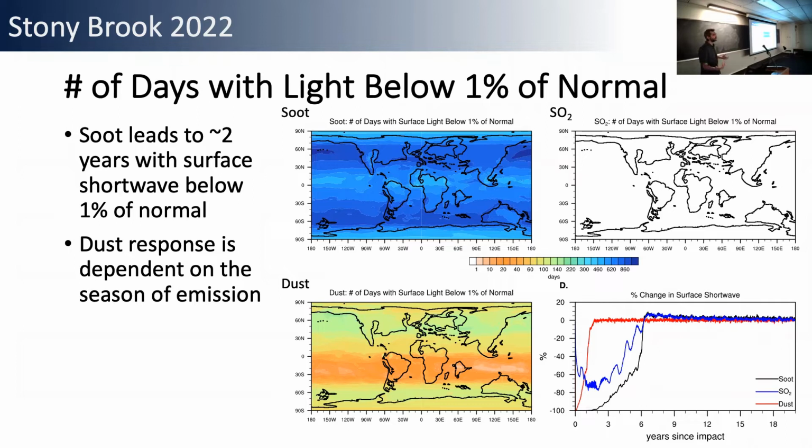So this would be a major, devastating effect to primary producers. In contrast, the SO2 emissions have nowhere that reduces light level below 1% of normal. So photosynthetic activity would be reduced for sure, but it would never be completely stopped from the SO2 emission scenario. And dust, again, has a small contribution of no light, but it's a relatively short duration event of only several weeks.